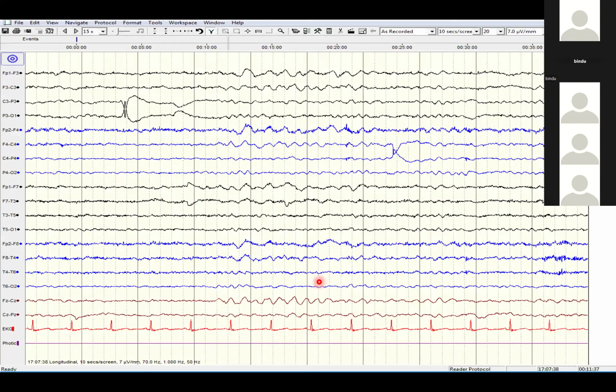So this was the EEG read in the longitudinal bipolar montage with a sensitivity of 7 microvolts per millimeter. You can see frontal intermittent rhythmic delta activity, that is frontal predominant and bilaterally seen. And so this is a case of FIRDA in hyponatremia.